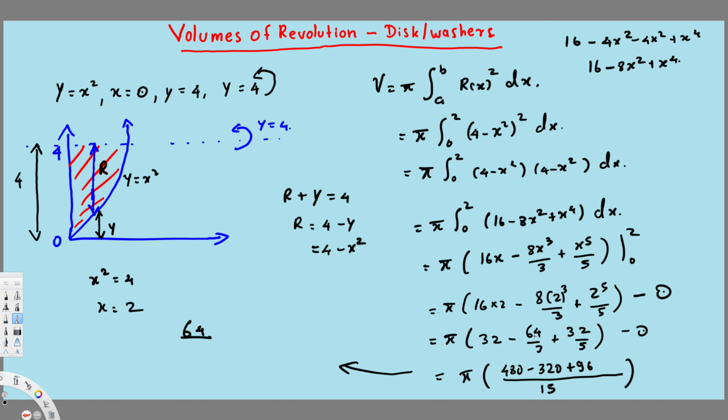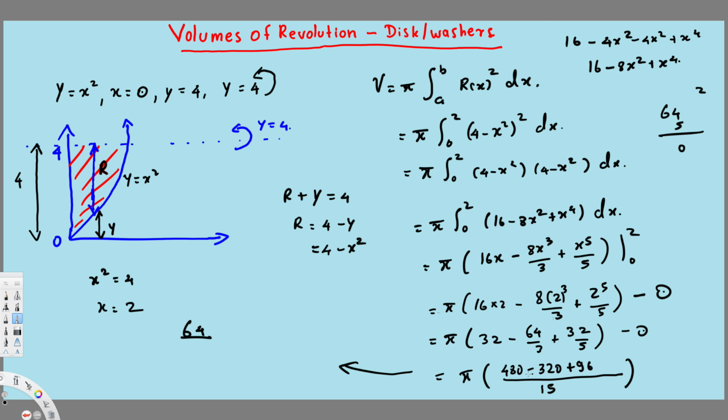Wait, is it 64? 8x cubed, 2 cubed is 8, right? 8 times 8, 64, yeah, 64. 64 multiplied by 5. 4 times 5 is 20. 5 times 6 is 30. 320, yeah. So yeah, I did it right.